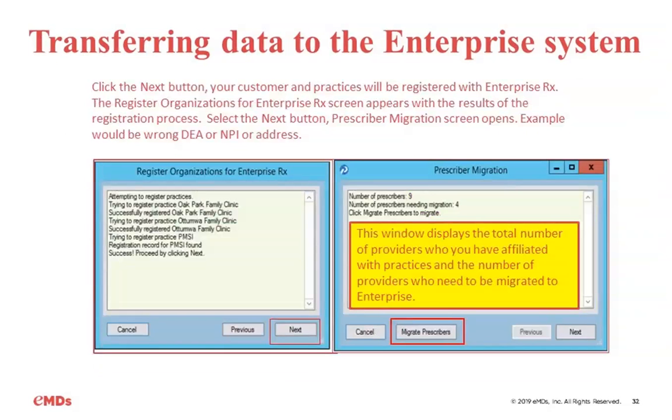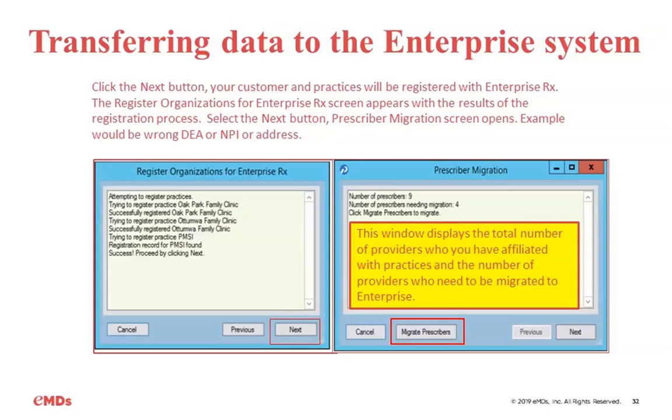So you may have some of the older PracticePartner sites that, because of the use back in the olden days, had operators as providers. And they don't have SPIs, so you may have 20 prescribers found and only 4 or 5 that need migrating, like this screen shows 9 and only 4. So don't lose heart or panic, that's the reasoning. It's going to migrate the providers with the SPIs, okay?